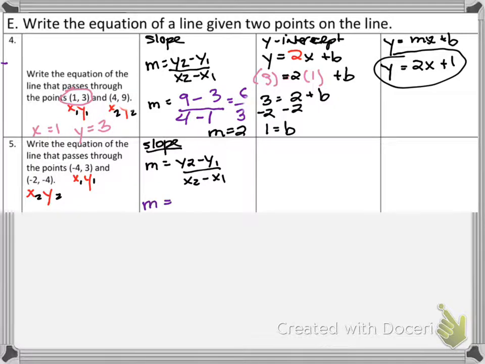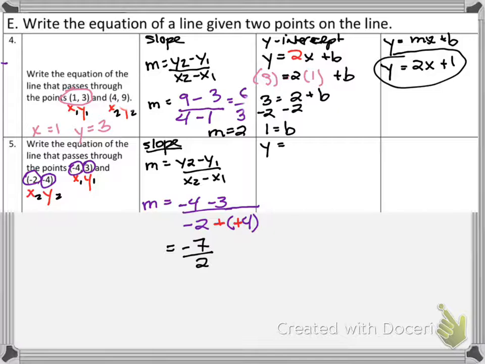So let's see, y2 is negative 4, y1 is 3, x2 is negative 2, and x1 is negative 4. Just make sure you really are careful about your signs because it's so easy to make a mistake. So minus a negative becomes plus a positive. Negative 2 plus 4 is positive 2. So our slope, it looks like, is negative 7/2. So we have y equals negative 7/2 x plus something.